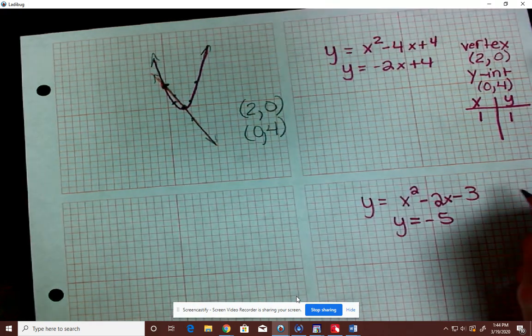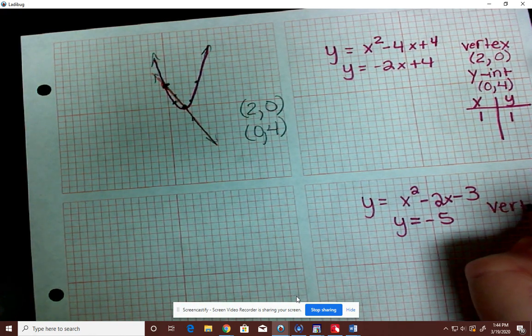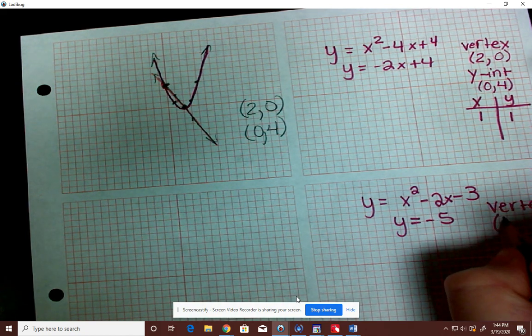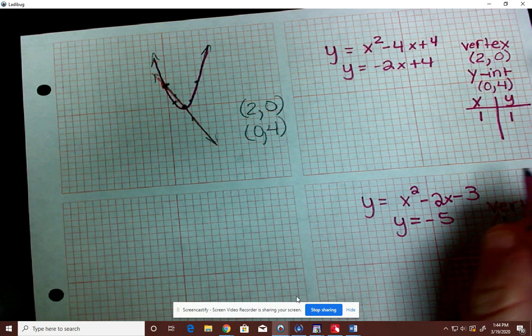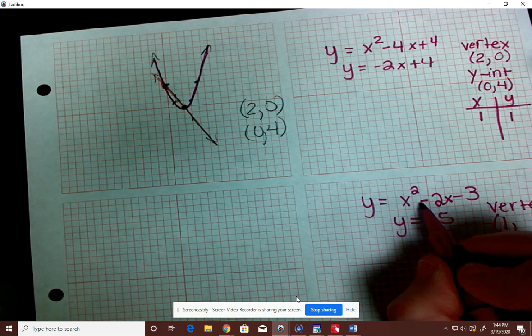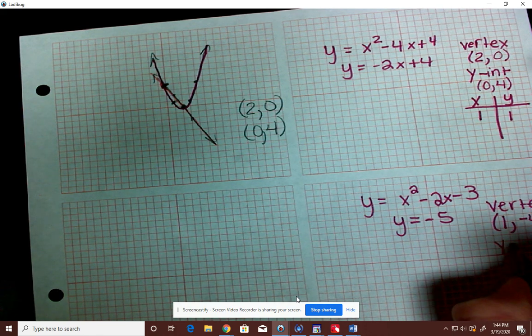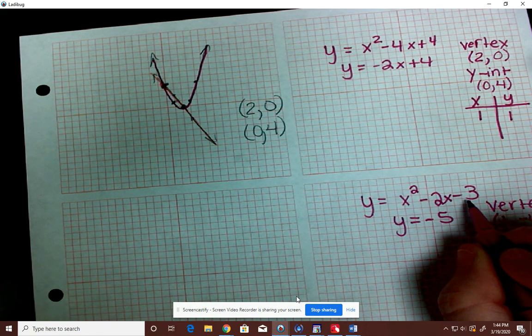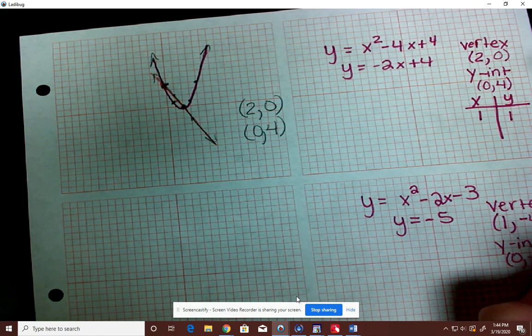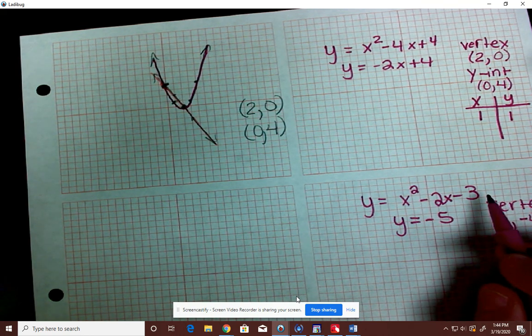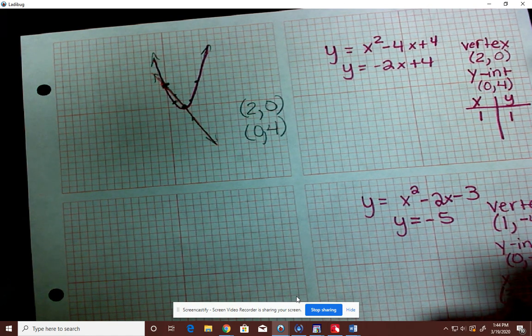All right, so for this one, the vertex: negative b, that's 2 over 2 times 1, so that's going to give me 1. I plug in 1: 1 squared minus 2 times 1 minus 3 is going to give me negative 4. The y-intercept is 0, c, so that's (0, negative 3). The x-intercepts will factor into x minus 3 and x plus 1, so those will be (3, 0) and (negative 1, 0).